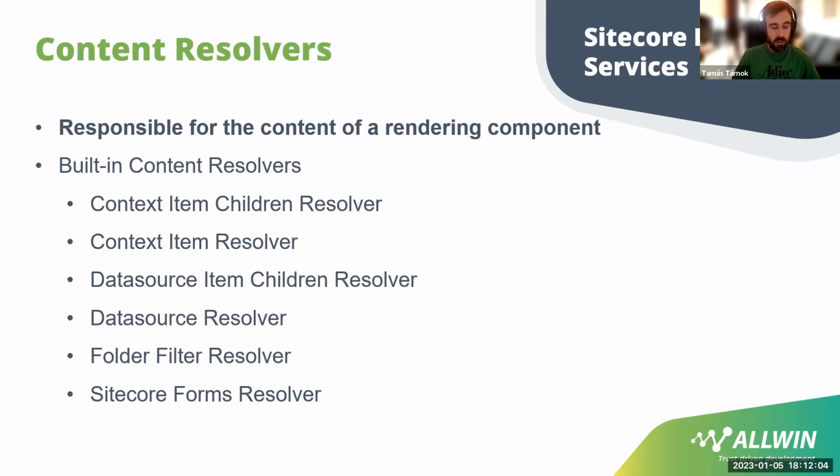Sitecore comes with a few built-in content resolvers. Here are all of them, but you can develop your own. So these are really basic ones, like getting the context item back or getting the context item children back, or the other one is to get the data source item back or the data source item's children back. And these are the two which I didn't really use, but these are really useful also in a production environment.